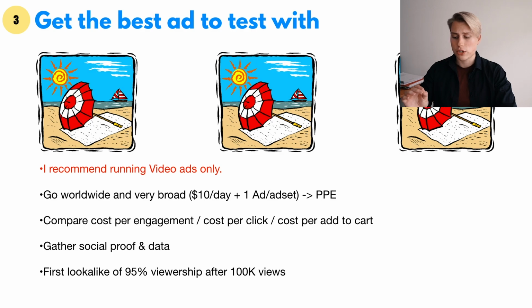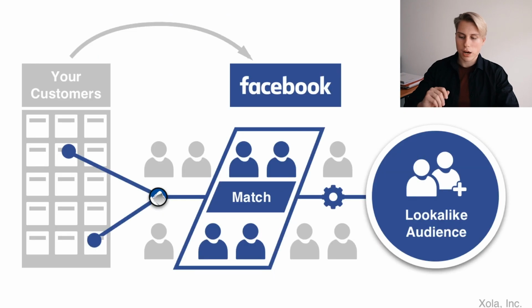What you then want to do is create your first lookalike, and you want to create it of 95% viewership. So people who have viewed 95% or more of your video, and you just want to create your first lookalike audience of that. Now, I know a lot of you may already know what a lookalike audience is, so I'm going to try and be really, really quick, but if you don't, I'm just going to explain it.